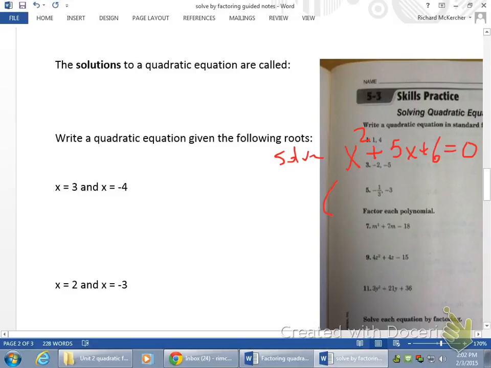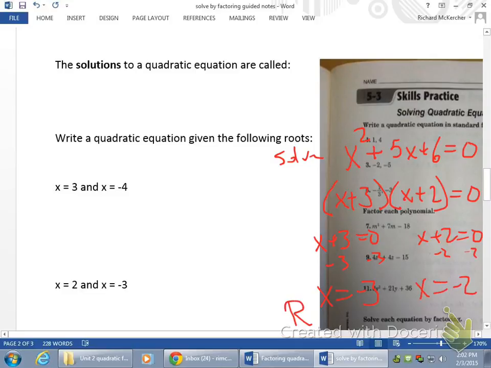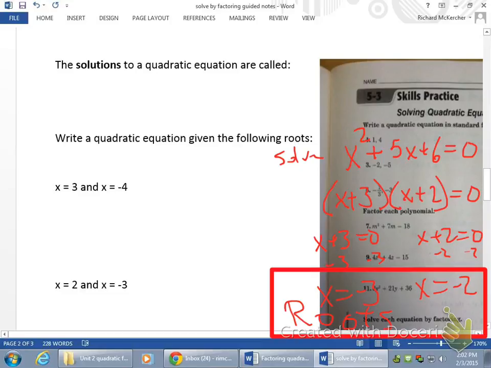So real quick, I'm going to solve this by factoring. This is just a review of last night. So I factor this, and the two factors are 3 times 2 will give you 6, and 3 plus 2 will give you 5. So I have my two factors. Then I split each of those up into two little mini equations. Solve the mini equations separately, and that gives me my roots. So the only reason I did that is because I wanted a reference here.